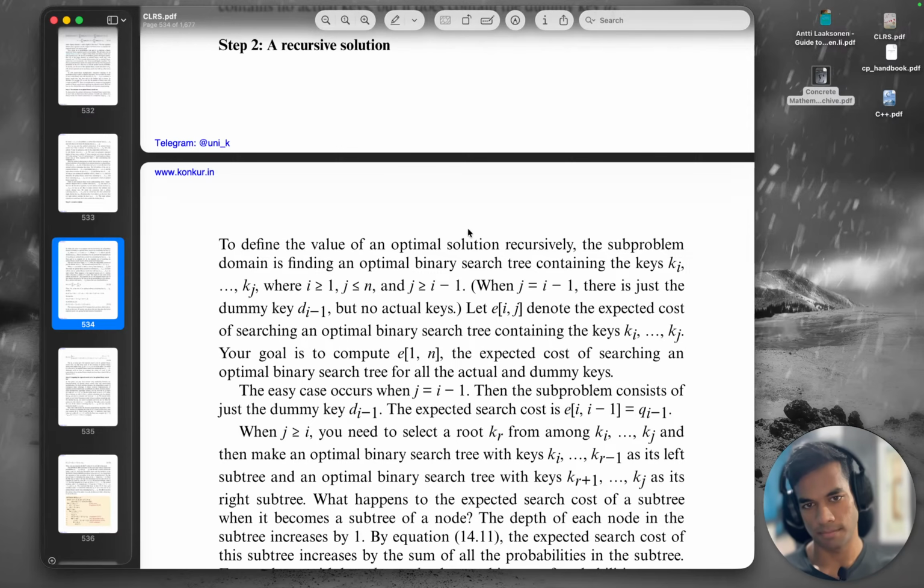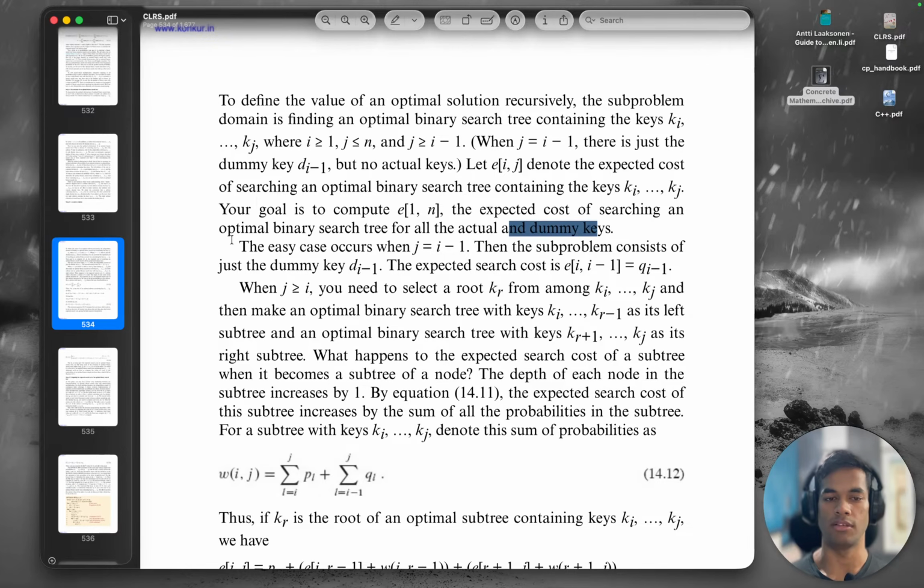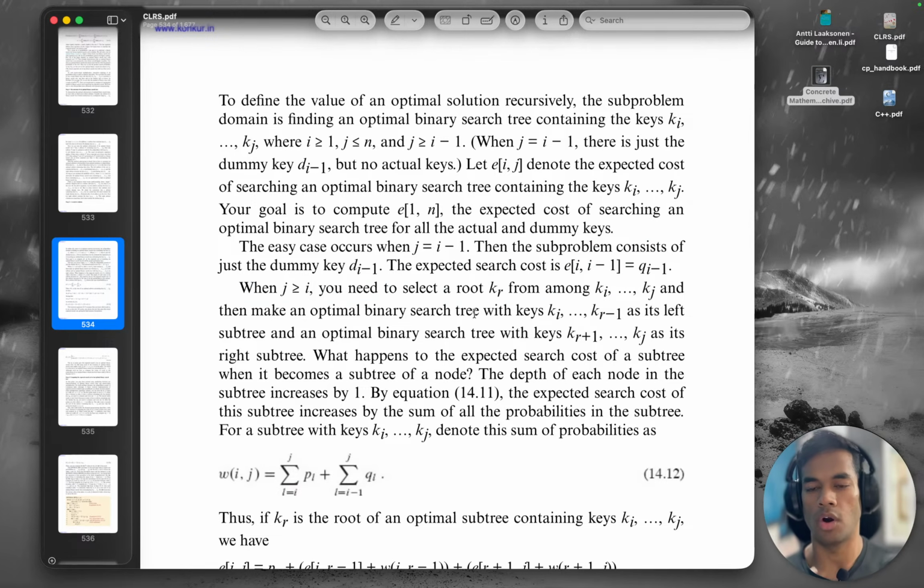Let E[i,j] denote the expected cost of searching an optimal binary search tree containing the keys k_i to k_j. Your goal is to compute E[1,n], the expected cost of searching an optimal binary tree for all the actual and dummy keys. The easy case occurs when the subproblem consists of just the dummy key, the expected cost of which would be the probability.